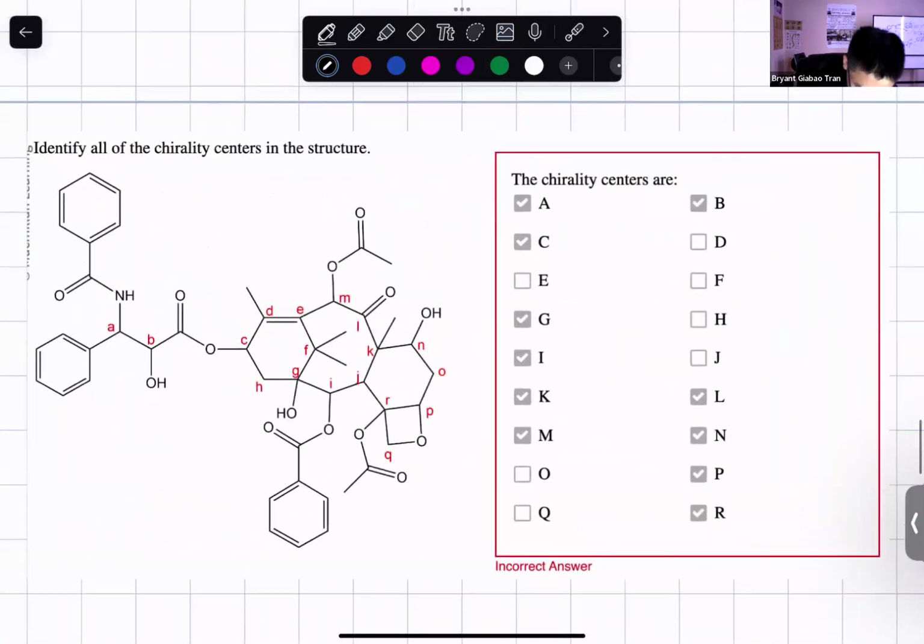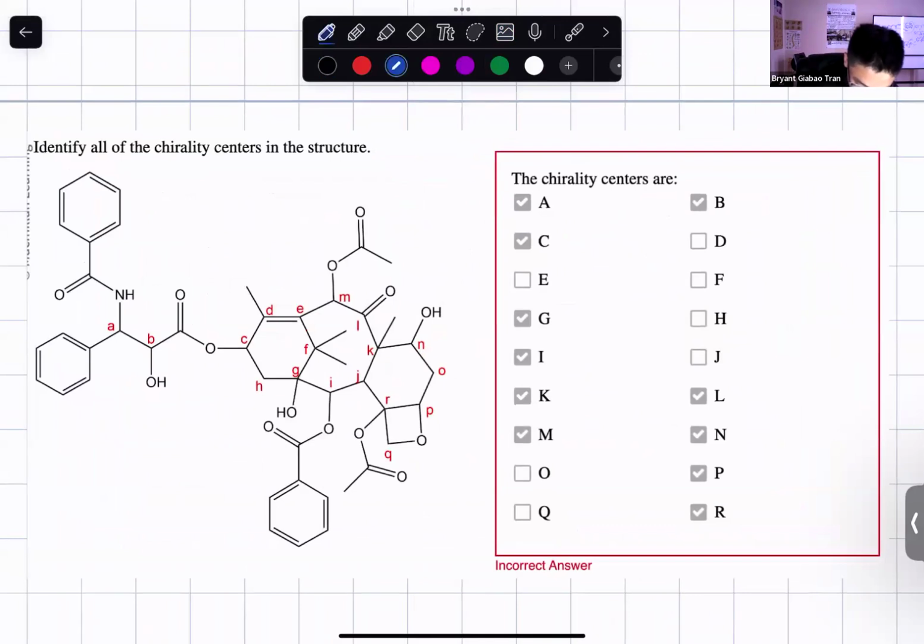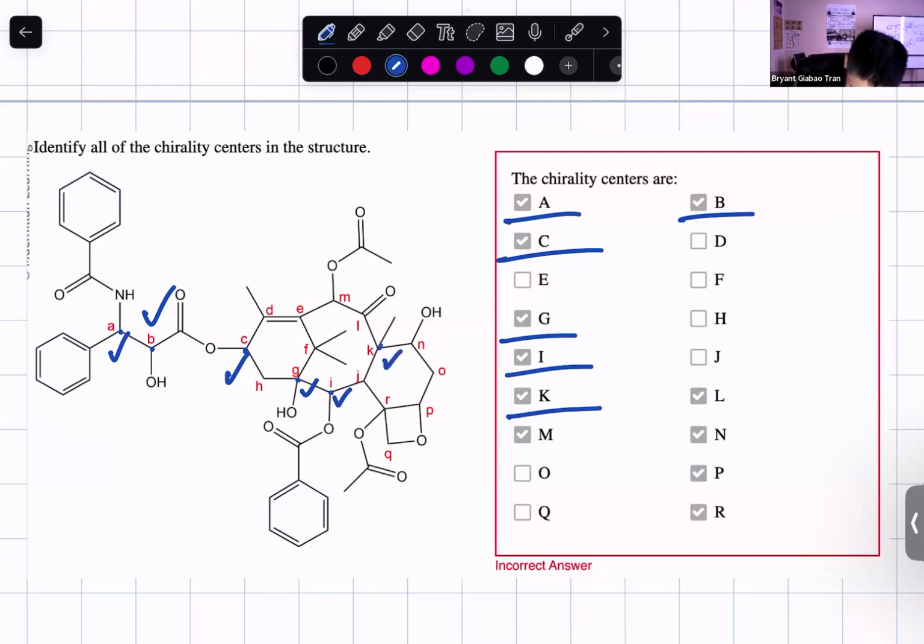Identify all of the chiral centers in the structure. So you put A. So where's A? A, that's good. That's the chiral center. B, that's good. C, that's good. G, good. I, good. K, good. L.